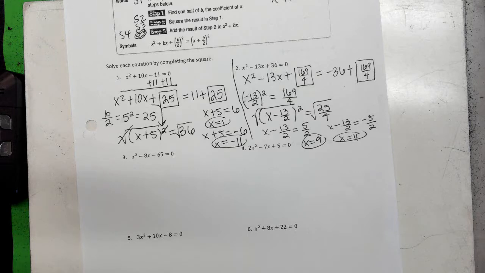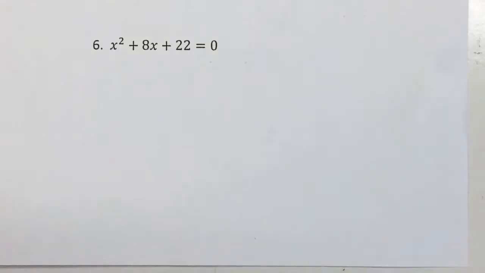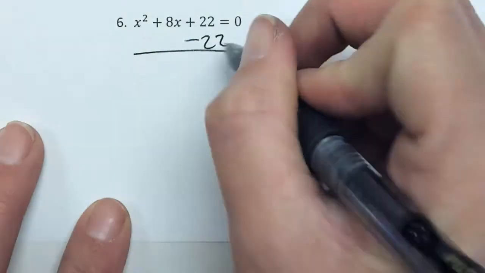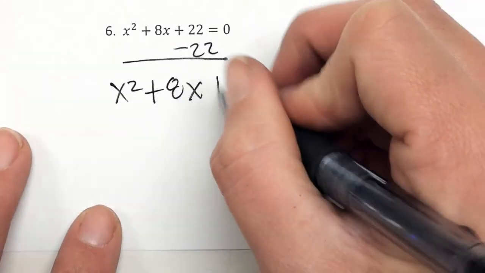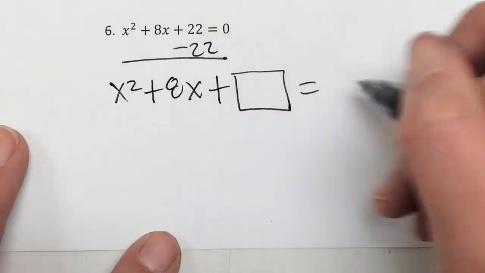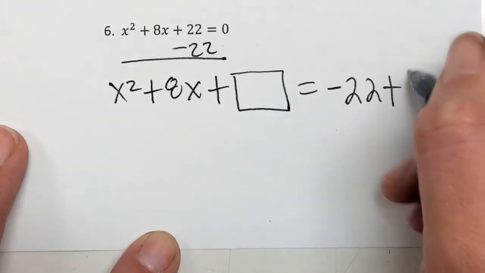They're just to get a good review in with number 6, okay? Do y'all remember the first step? Subtract what? Good. Subtract 22. So it'd be x squared plus 8x plus, yes, equals negative 22 plus, good.